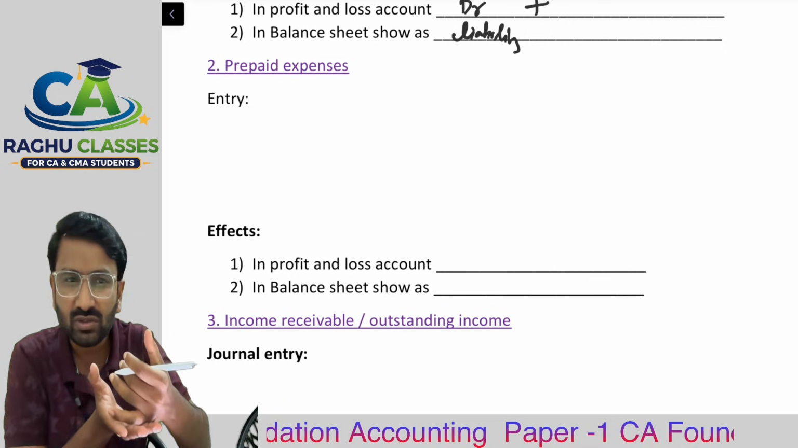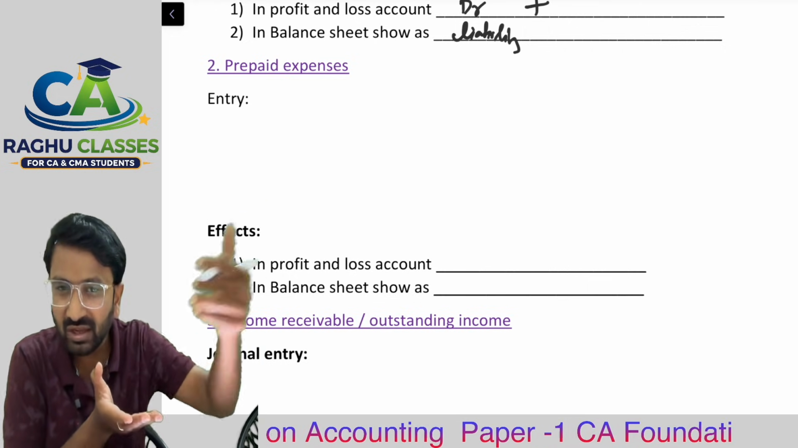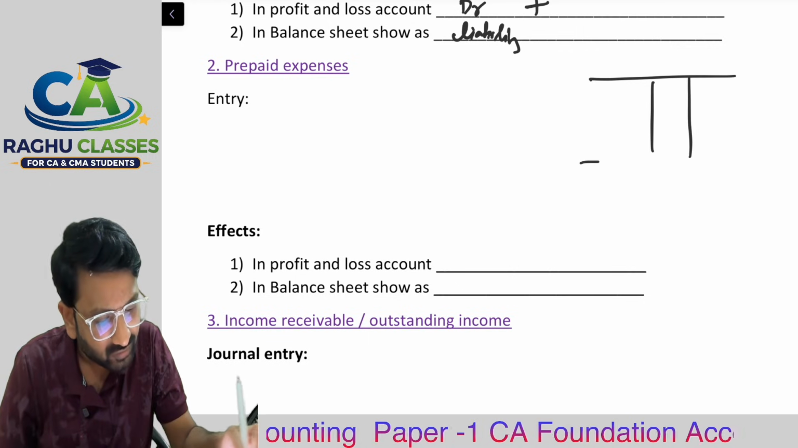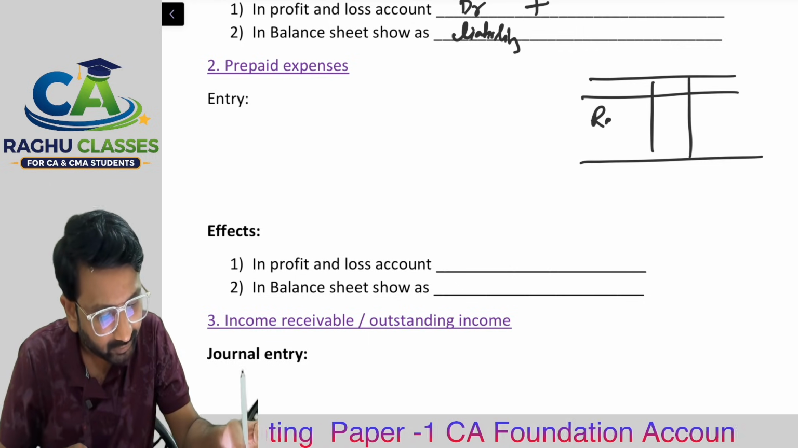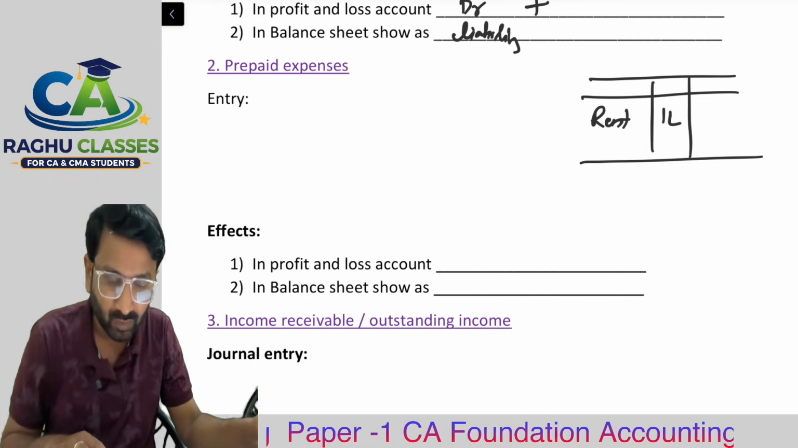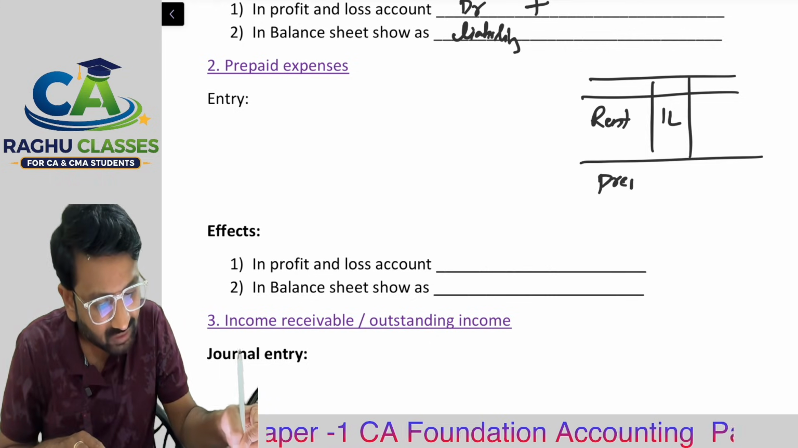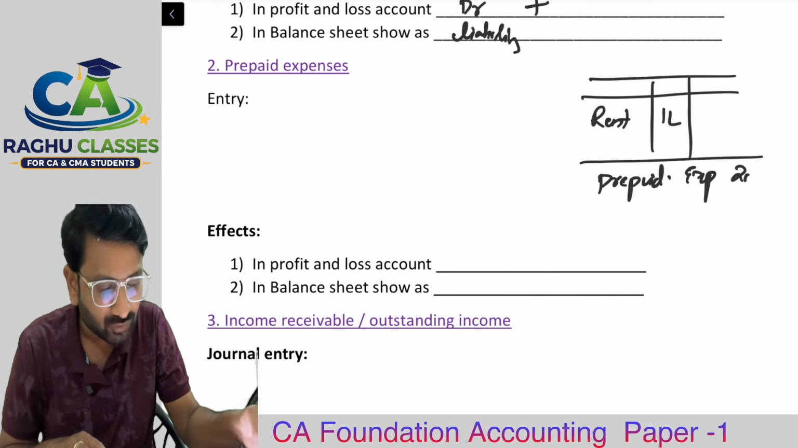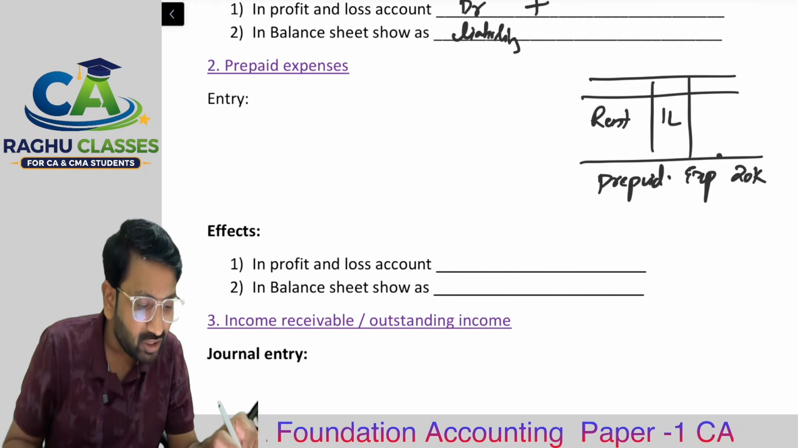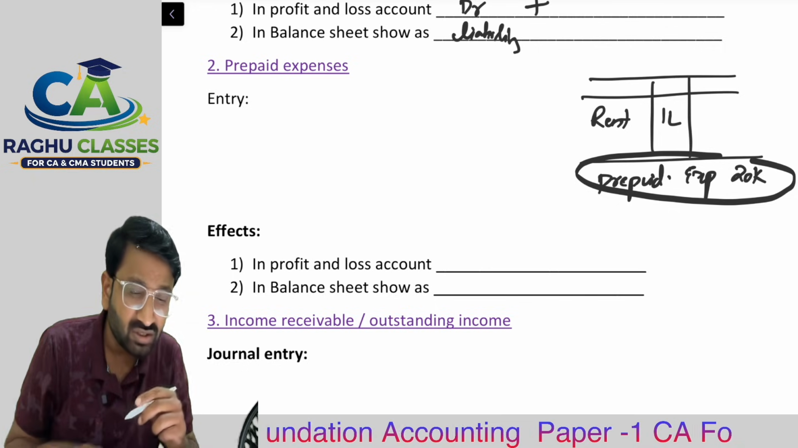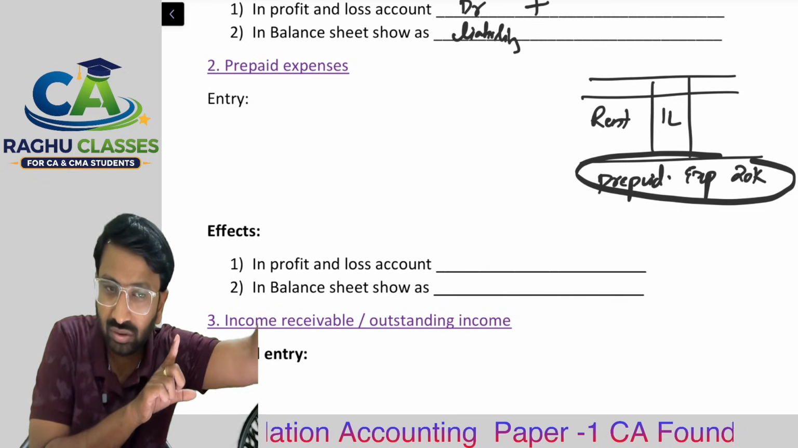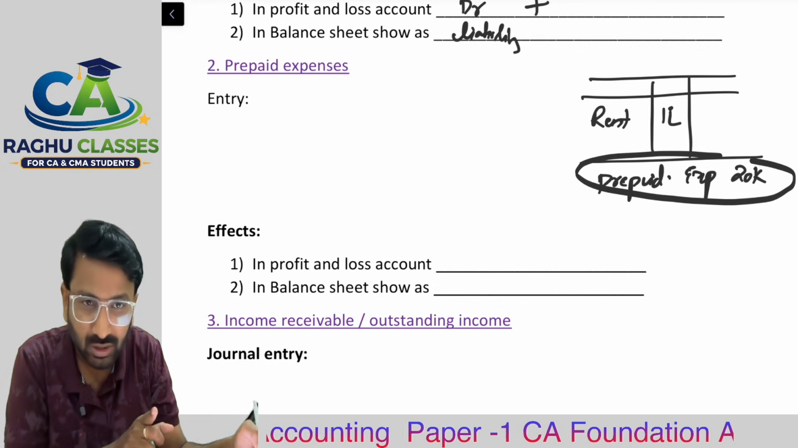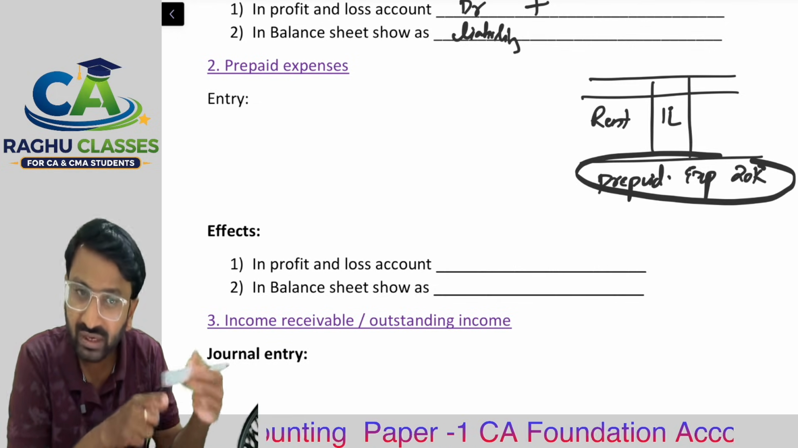Can we say it's an expense of next year paid in the current year itself? Now, let's say in the trial balance, we have rent, let's say 1 lakh. And outside the trial balance, in the adjustment, we have prepaid expenses 20,000. Now, this 20,000 prepaid expense, what does it mean? This is an expense of next year, but paid in the current year. Which is, this 1 lakh includes 20,000, which I didn't pay for this year, I paid for next year.